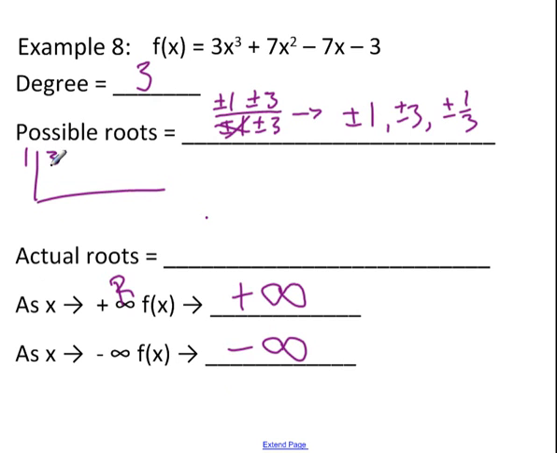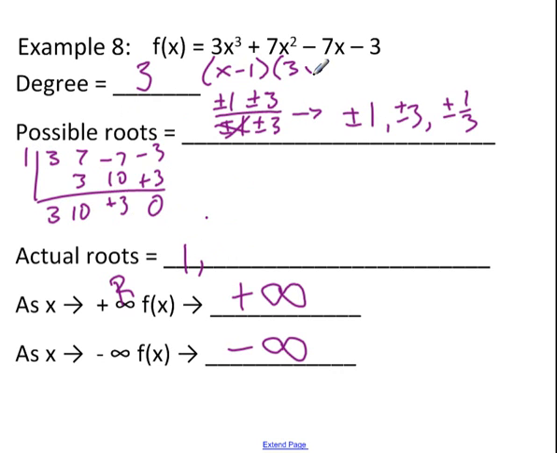We got 3, 7, -7, and -3. 1 times 3 is 3, makes 10. 10, oh, look at that. Makes a positive 3 and 0. Man, it's like I knew what I was doing. So, 1 is one of our actual roots. That means x minus 1. This becomes 3x squared plus 10x plus 3.